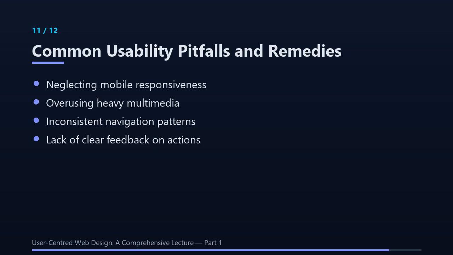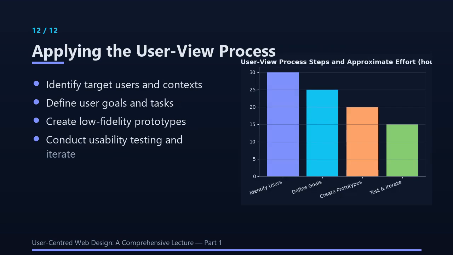The UserView process offers a systematic pathway to embed user-centered principles throughout the design lifecycle. It begins with identifying the target audience and the contexts in which they will interact with the site, whether on a desktop at work or on a mobile device while commuting. Next, designers articulate clear user goals and the specific tasks they need to perform, translating abstract needs into concrete scenarios.